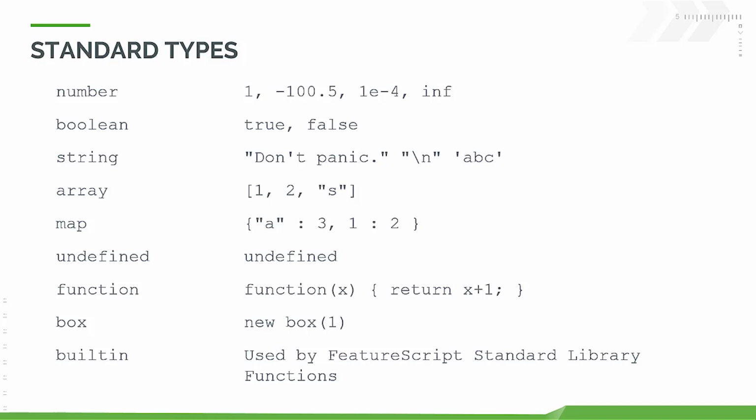The box type allows you to pass by reference, which means the callee can put a new value into the box and the caller will see the new value. Built-in is something you can't see directly inside, but can be used with the standard library functions. We will see a few examples of why you would use the built-in type in a future video. In this video, we discussed how variables and constants behave inside of FeatureScript and the various types available.